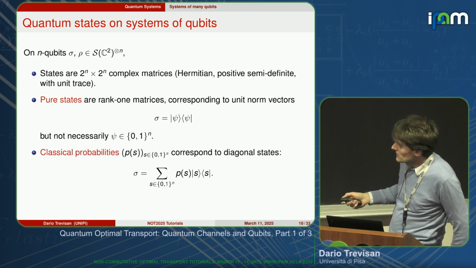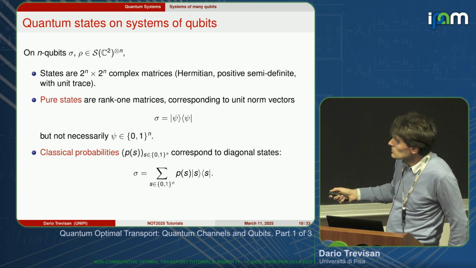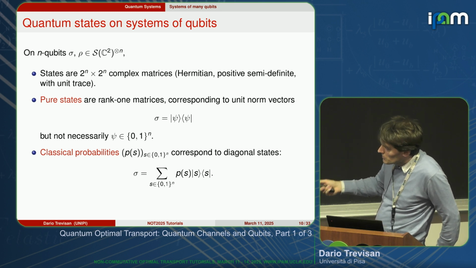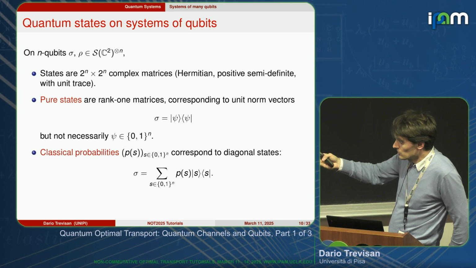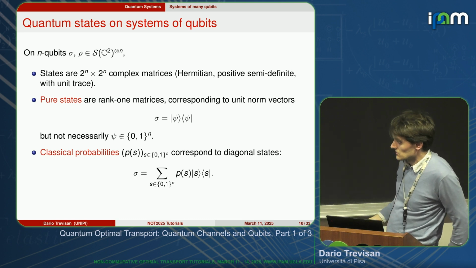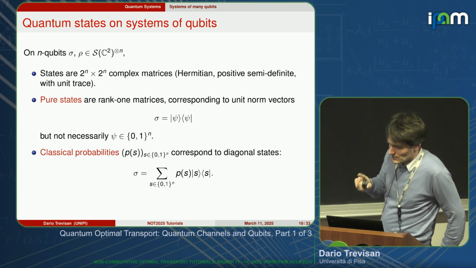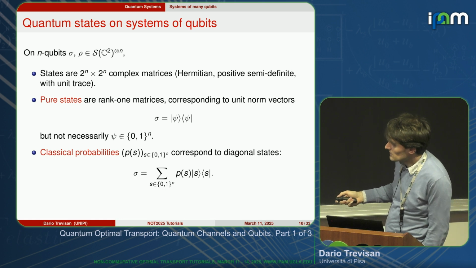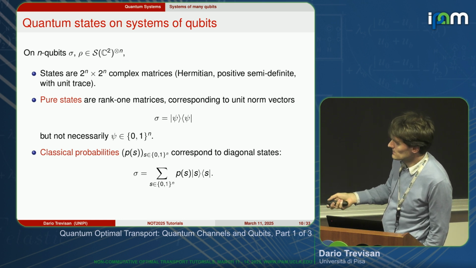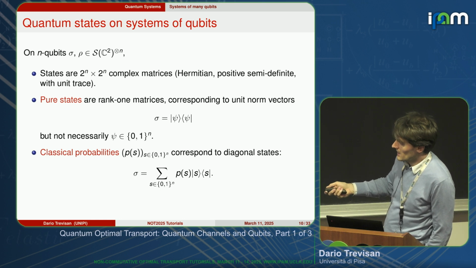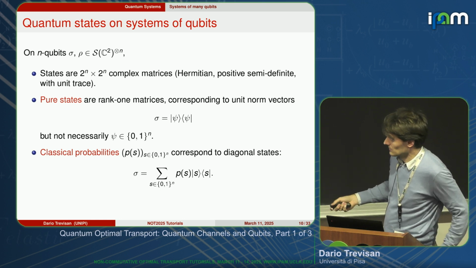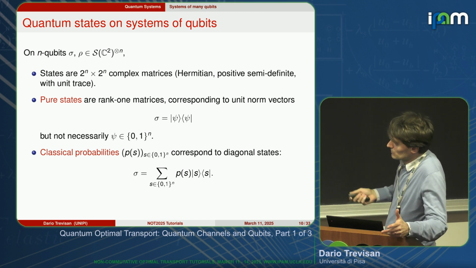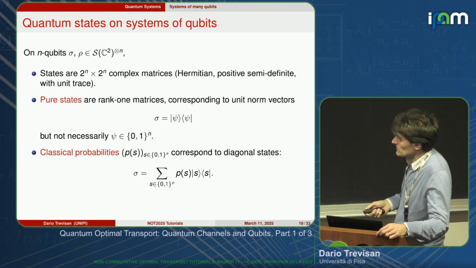Now, what are pure states? Pure states are rank 1 matrices, and they correspond to some unit norm vectors, but be careful, they do not necessarily correspond to actual strings, okay? Like you can do any superposition between different strings. Now, what are instead classical probabilities? How do they match with this setting? Well, classical probabilities, if you have this preference for the computational basis, correspond to matrices which are diagonal in the computational basis. This may be a choice, it is not canonical, but it's a good way to embed the classical probabilities into systems of n qubits.